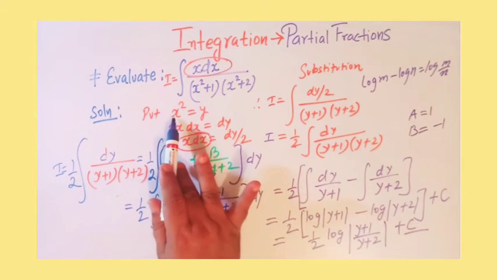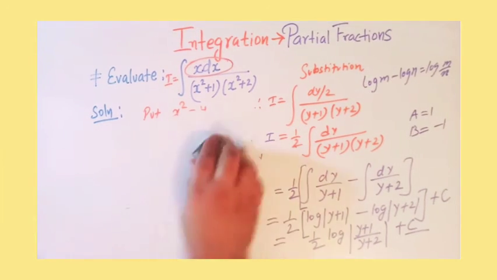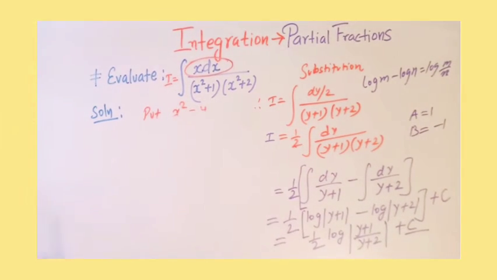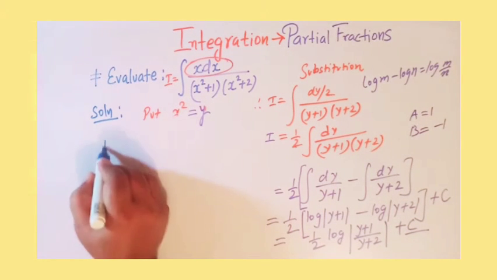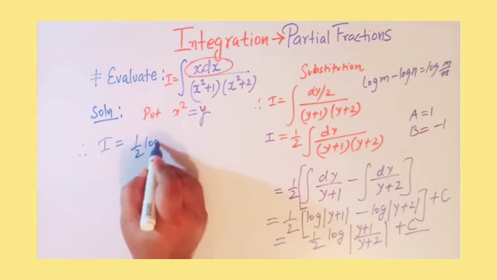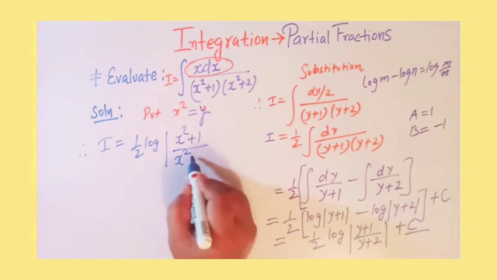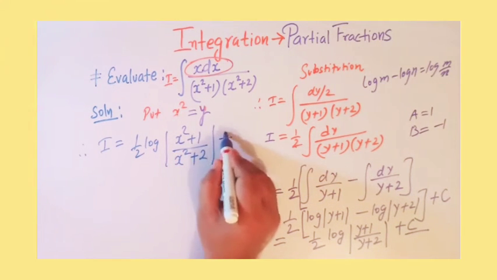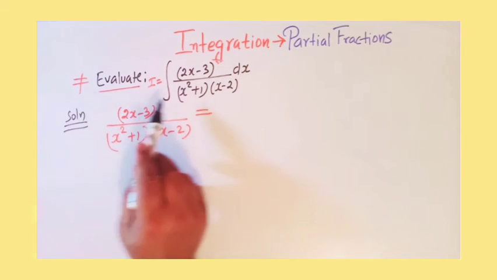So y is equal to x square. So our answer is, here we have substituted x square is equal to y, so substituting it here, we get half log of (x square plus 1) divided by (x square plus 2), and the constant of integration is c. Clear? Now viewers, let us take this problem.